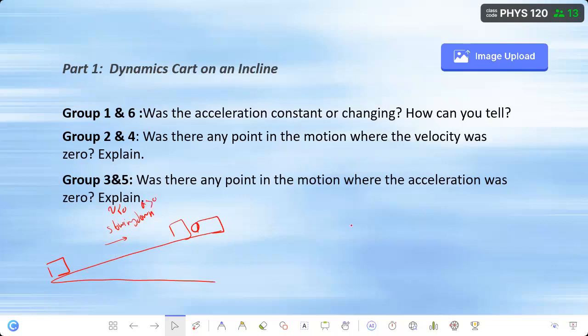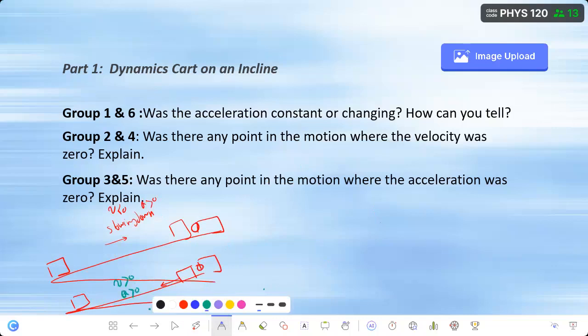But when it's moving back, let me just draw here. There is a motion detector here. When it's moving back, what happened to the velocity? The velocity is speeding up. Good. What is the velocity? Positive. So because it's speeding up, acceleration is going to be positive as well.